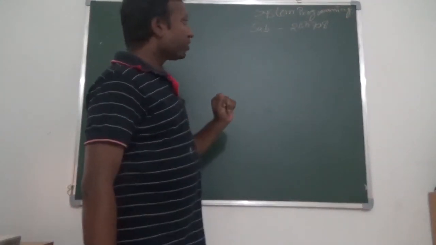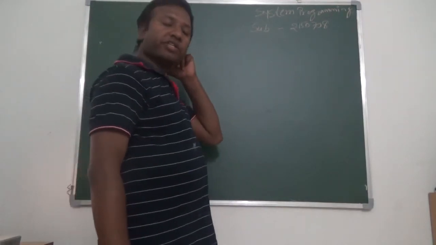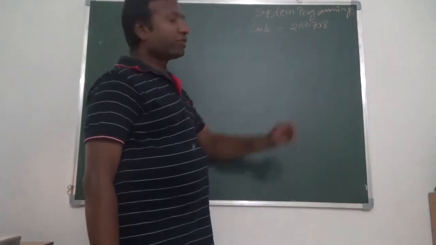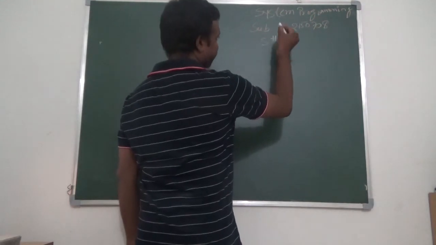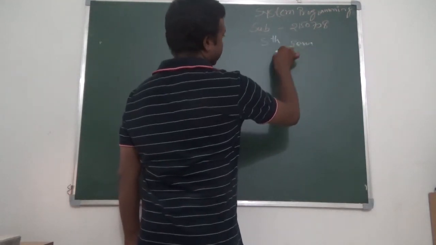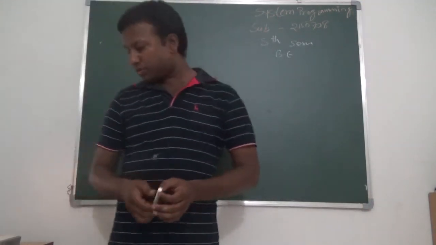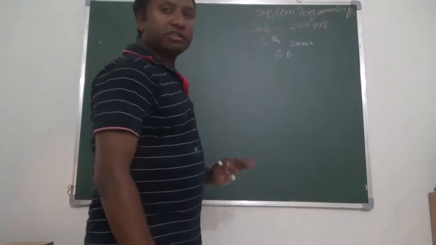This subject is taught in GTU, Gujarat Technological University, and the subject code is 2150708. It is taught in the fifth semester BE course, Bachelor of Engineering course. So, I will talk about all the things about system programming.